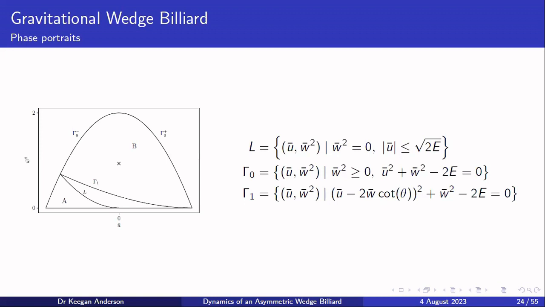The line given by gamma 1 corresponds to collisions with the wedge vertex for particles starting on the right-hand side of the wedge. And that line gamma 1 divides the phase space into two regions, B and A. A will contain collisions with the same side, whereas B contains collisions with the opposite side. And that little cross in the center of the figure is the fixed point trajectory for T of B, so for the map of opposite side collisions.